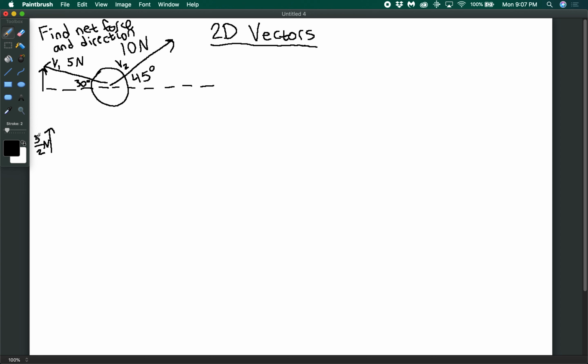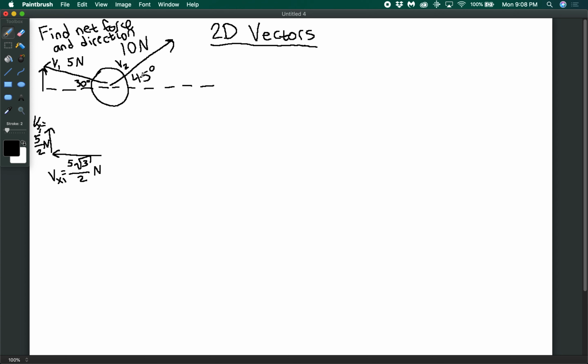So 2.5 newtons. Then I'm going to have an x component that points to the left. And this x component is going to be 5√3/2 newtons. Right, we're just doing 5 times the cosine of 30 degrees. So now I have an x component and I have a y component for my first vector v1. So vx1 and vy1. Now I'm going to do the same thing for this vector.